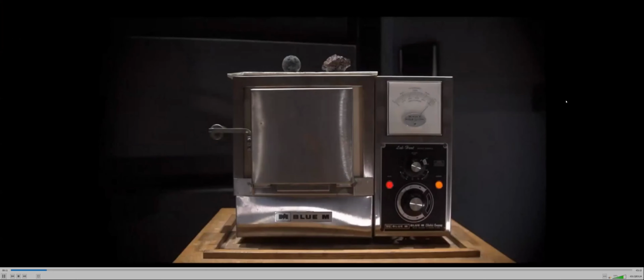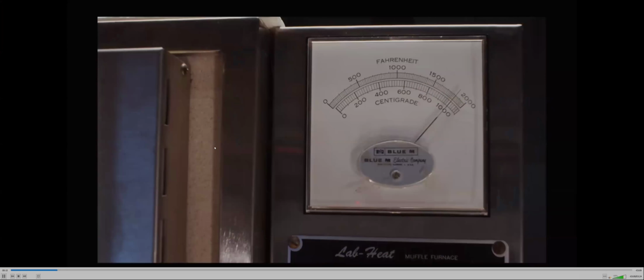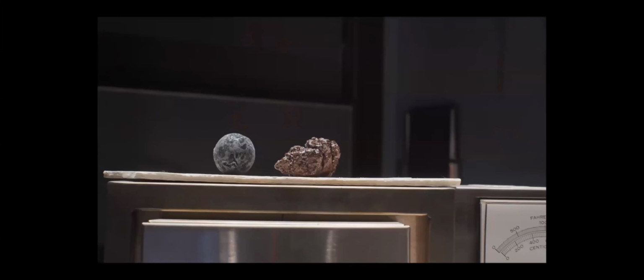There, we have a movie. Black body radiation starring iron ball and brick chunk. We don't really have a big furnace, so if you're in a metallurgical lab, you have the small kind of furnaces. You can take the temperature up to 1000 degrees. There we have a metal ball and a brick chunk.